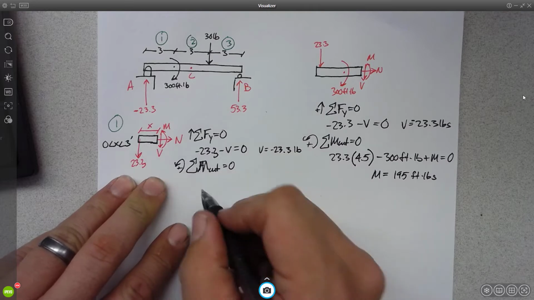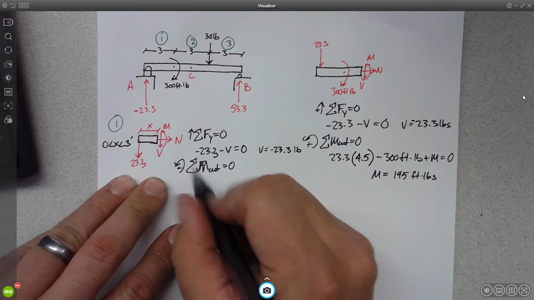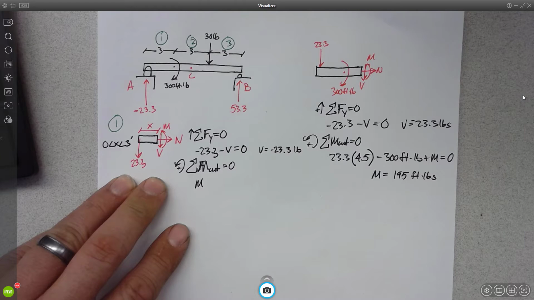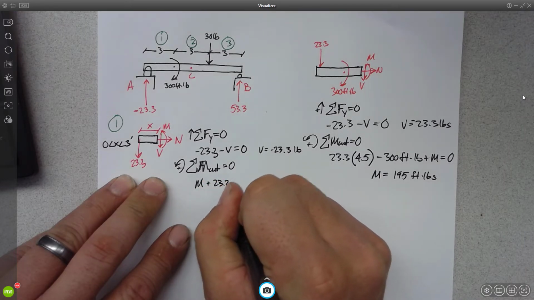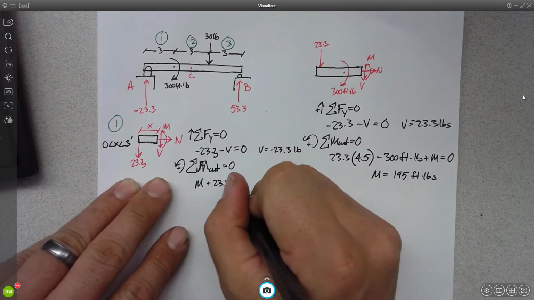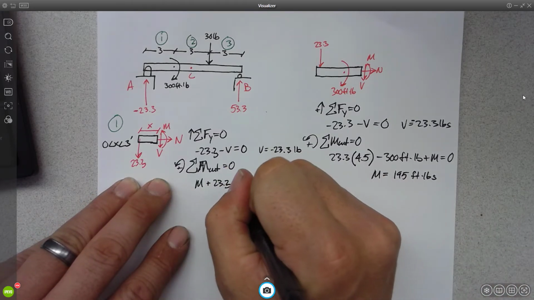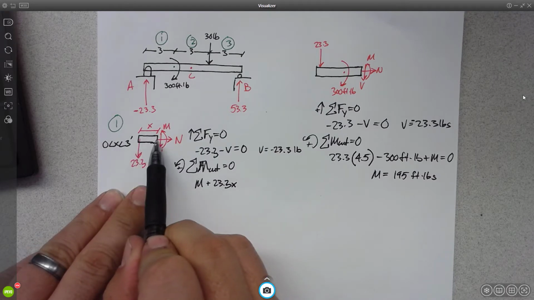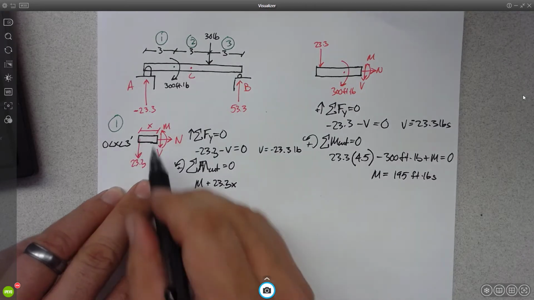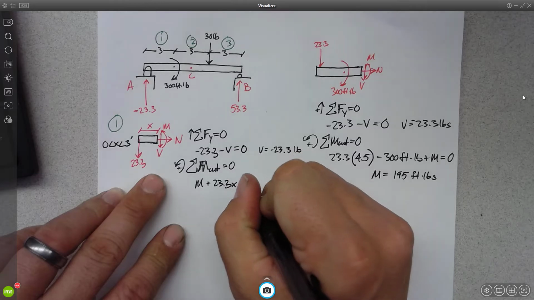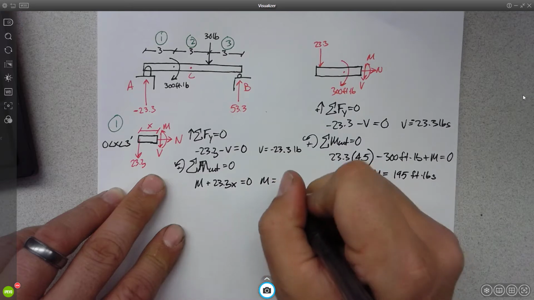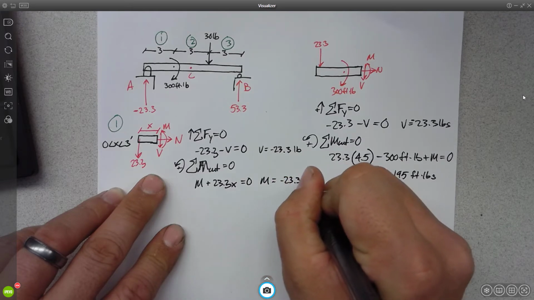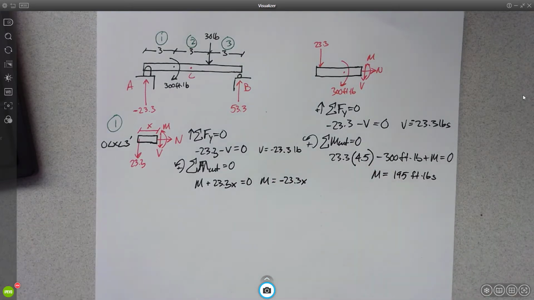So here it looks like I would have my moment, M, plus 23.3 times what? X, right? Because the lever arm from the cut to the 23.3 is x. Okay? That will have to equal 0. So the moment in this area is going to be equal to negative 23.3x. Okay?